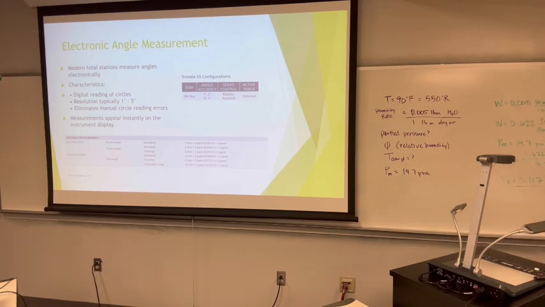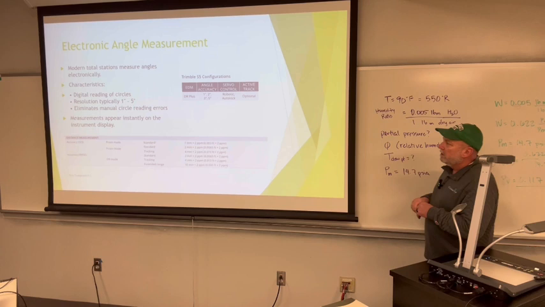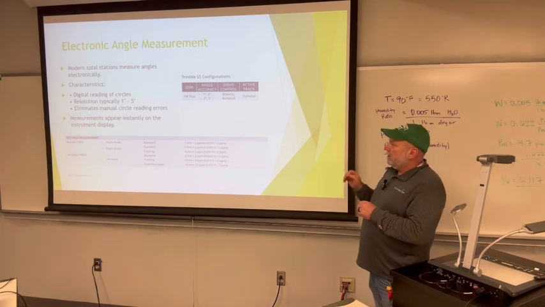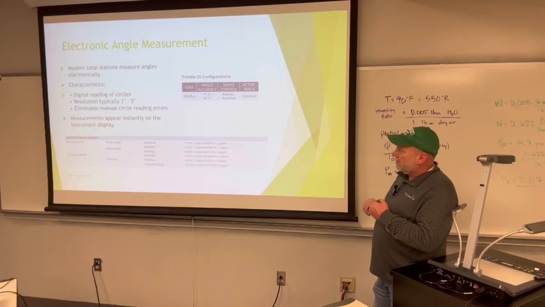So the electronic angle measurement, these things are measuring angles electronically. Digital reading of circles. The resolution is typically between 1 and 5 seconds. The most precise angle you can measure is going to be within 1 second, 3 seconds, 5 seconds. I believe the ones we have here are 5-second instruments. I'd need to look and double check that. Measurements appear instantly on the instrument display.